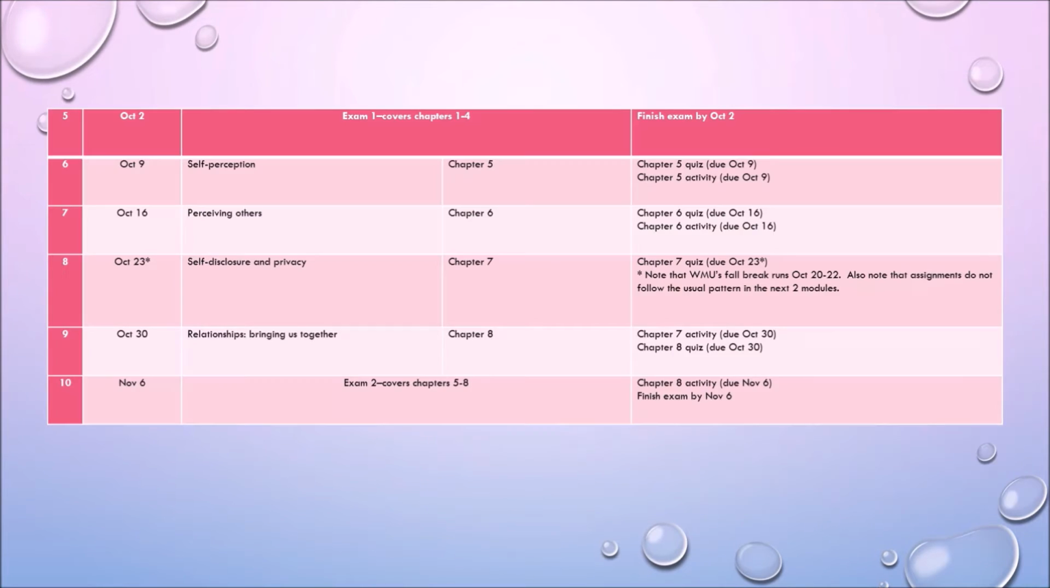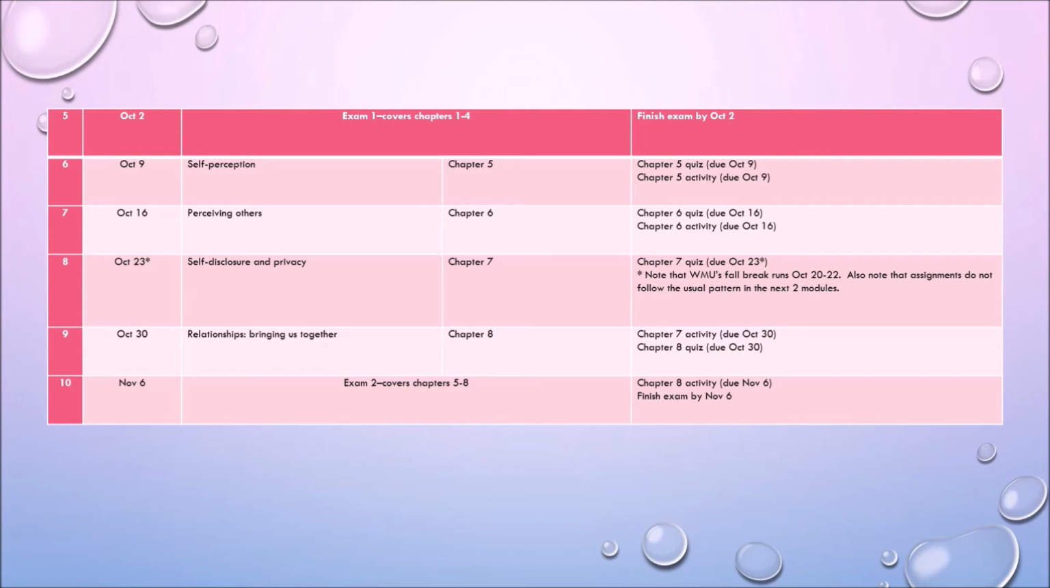Let's get into it. Let's take a look at the schedule. You can see here that you've just completed week 8, and in module 8 you read chapter 7 and took the chapter 7 quiz. Since the fall break occurred last week, we just had the quiz to do. This week, week 9, you're reading chapter 8 and you're doing the chapter 7 activity and the chapter 8 quiz. So we're picking up that chapter 7 activity that we missed last week because of the break, and you're going to take the chapter 8 quiz this week, okay? Due by Saturday, October 30th at 11:59 p.m.